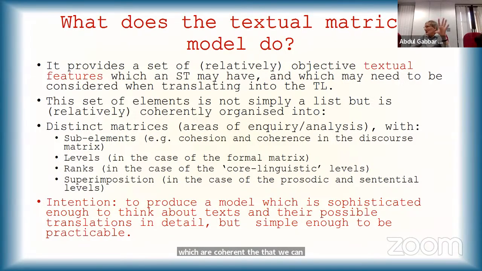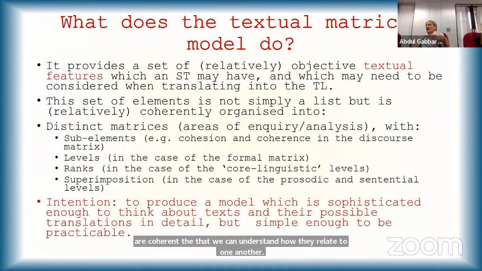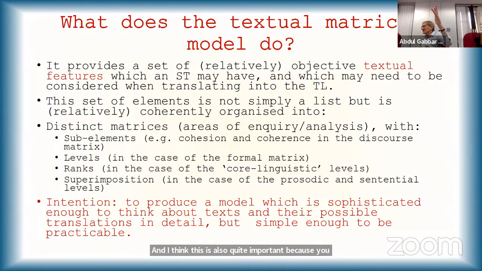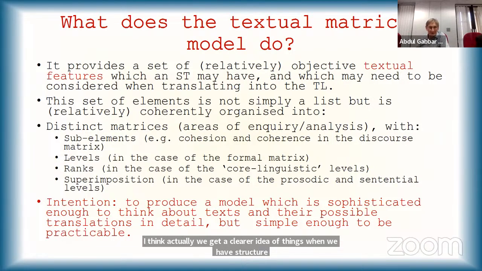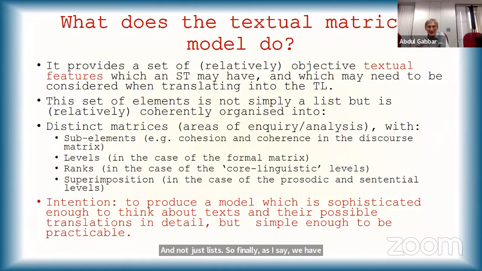And I think this is also quite important, because you could say, okay, I can give you 1,000 features of a text, and they're all valid features, but they're simply a list. And there's nothing wrong with lists, but I think actually we get a clearer idea of things when we have structure and not just lists. So finally, as I say, we have matrices, we have levels, we have ranks, we have superimposition.